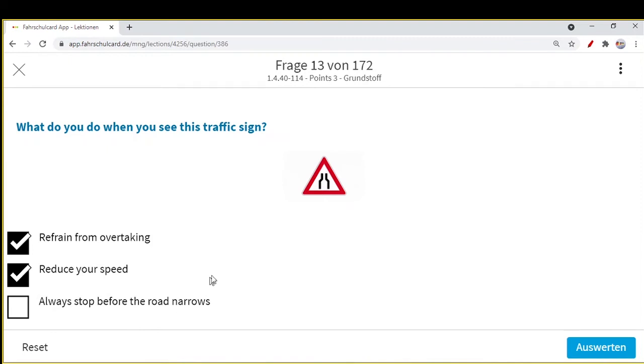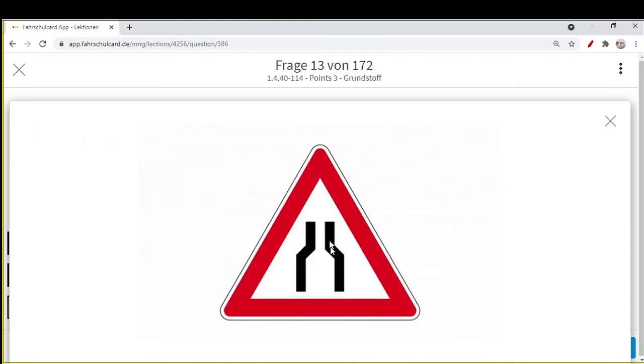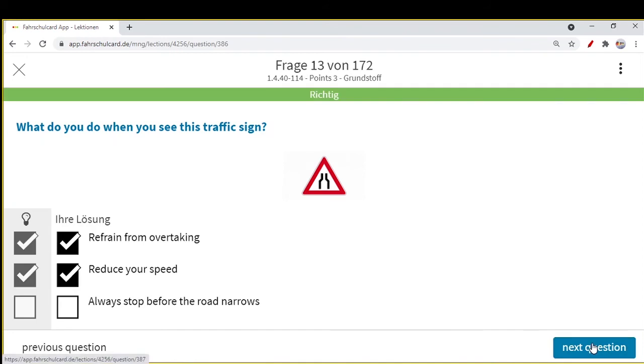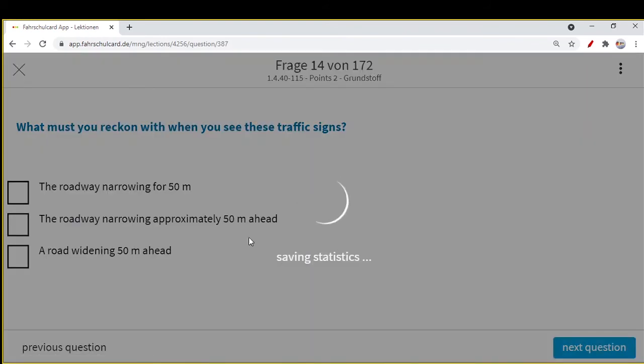Yes, there is a bend, you need to reduce your speed as well. Always stop before the road narrows. No, there is no such indication that you need to stop here or that you always need to stop when the roads are narrow. Maybe you need to reduce your speed, as we have seen in the second option, but stopping is not a correct option in this case. Only two options are correct. Let's move to the next question.